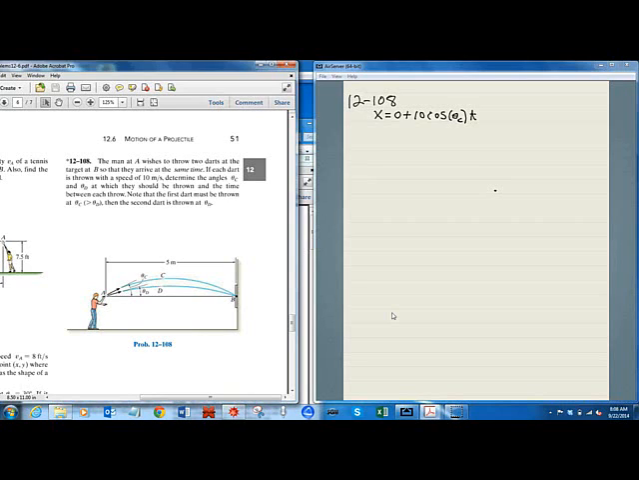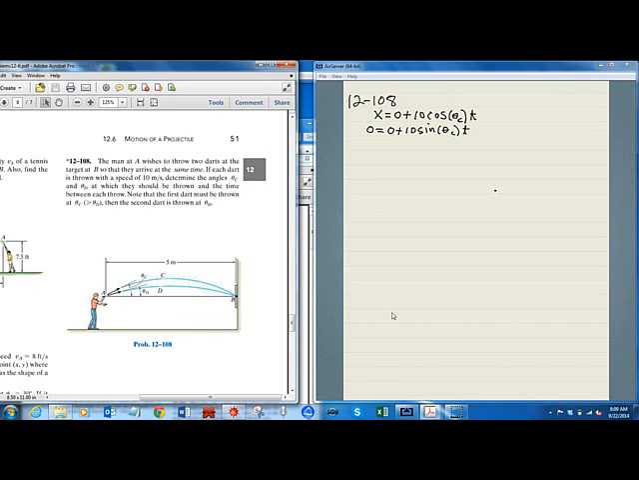What is the y over there? 0. That's where you chose the origin, right? So 0 equals what? What's the initial y? 0. What's the initial velocity? Is it positive or negative? Okay, so up is positive? Okay, so plus 10 sine theta c times t. Okay, now what?